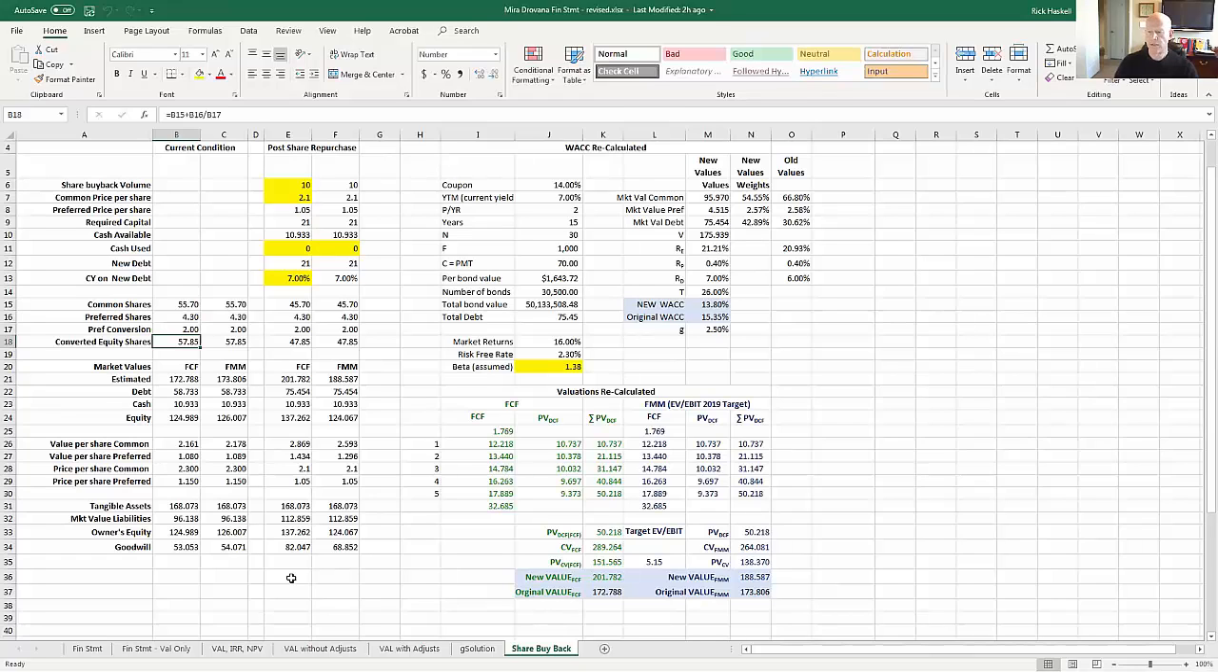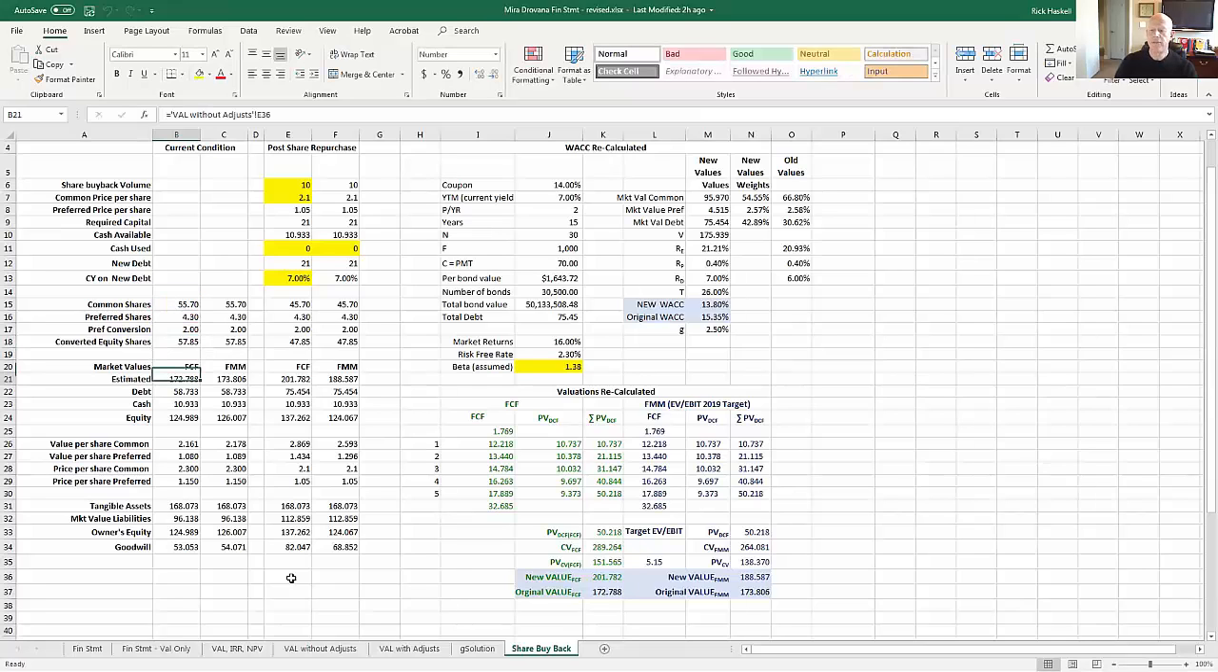So how do I get this? Well, remember that we have a conversion rate for preferred shares of 2-to-1. So for every 2 shares of preferred, I can convert that to 1 share of common. So what I've done is I've taken the preferred shares, divided them by the preferred conversion rate, and then added that value to the original common shares of 55.7, and that gives me the new common shares of 57.85. You can see here how I've done that, just exactly as I mentioned to you.